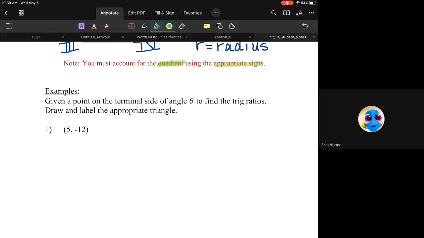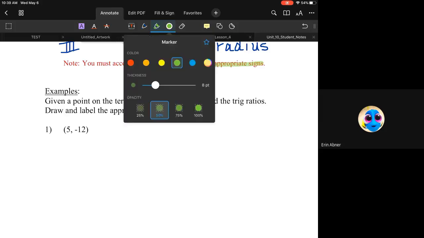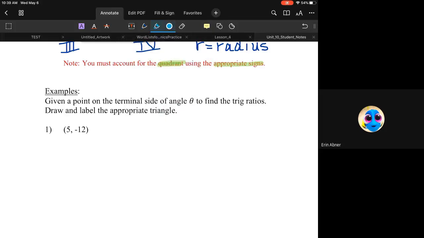Okay, so we're going to look at this one. They give us this point, and from our terminal side, we want angle theta, and they want us to find the trig ratios. Whenever they say find the trig ratios, it always means sine, cosine, and tangent. So they just want you to write up the ratios. A couple things we have to do first. First, we have to create the situation in which we can find them. So we need to give ourselves an xy axis.